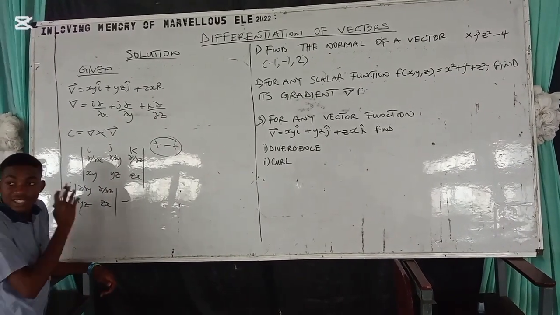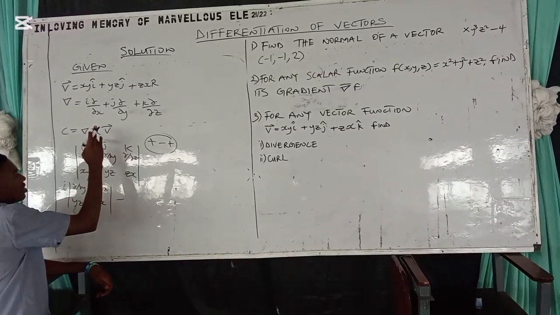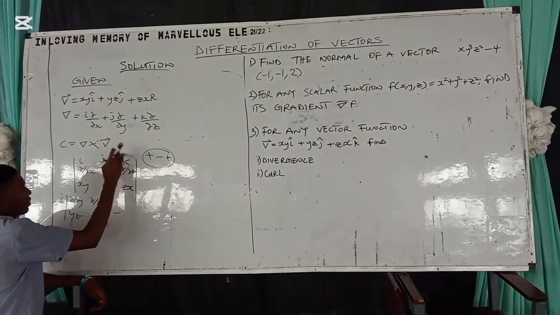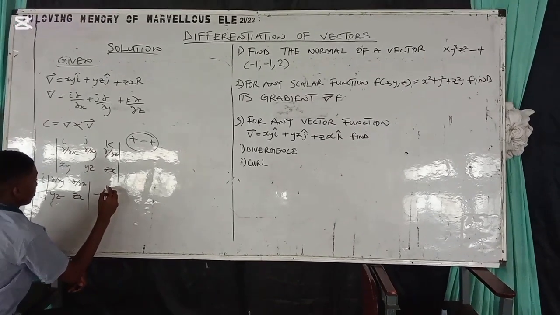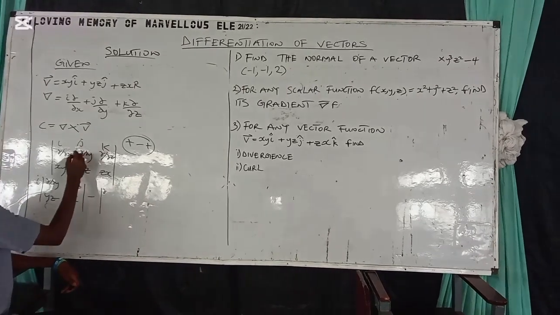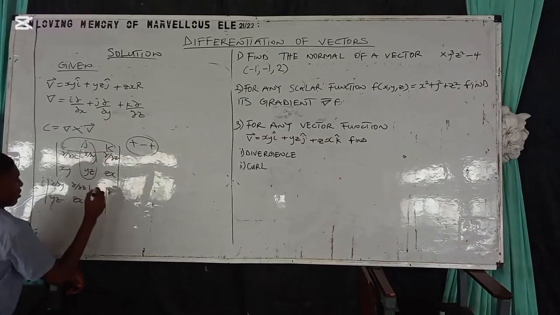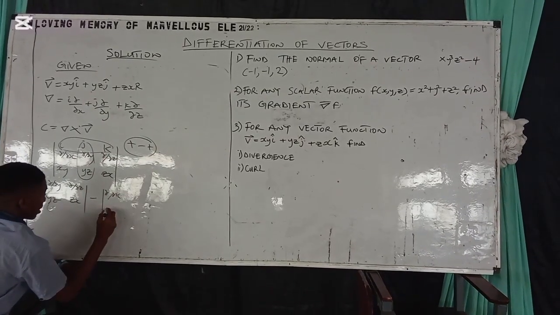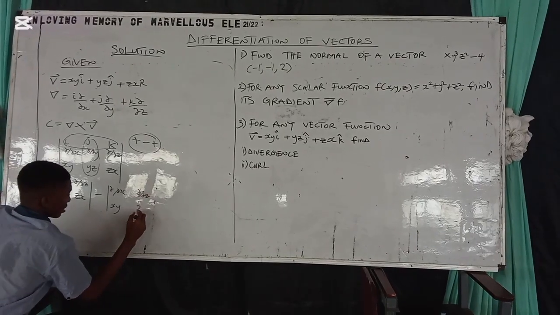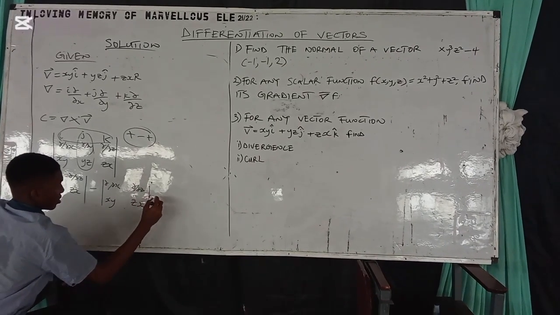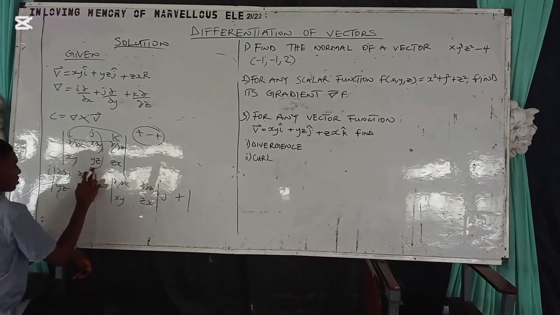Next one, this plus, that minus. For j, you eliminate the vertical and horizontal component of j. So eliminate here and here. What do we have? We have minus, partial with respect to x, x, y, partial with respect to z, zx. That is j. Now plus k.